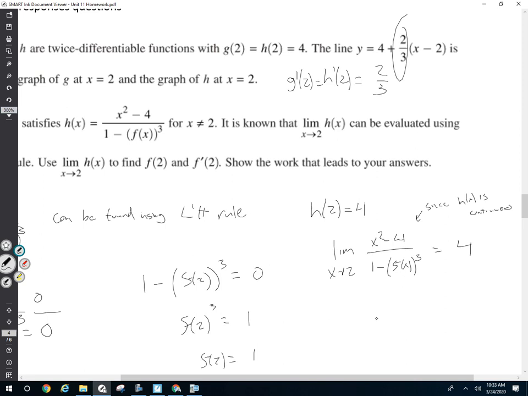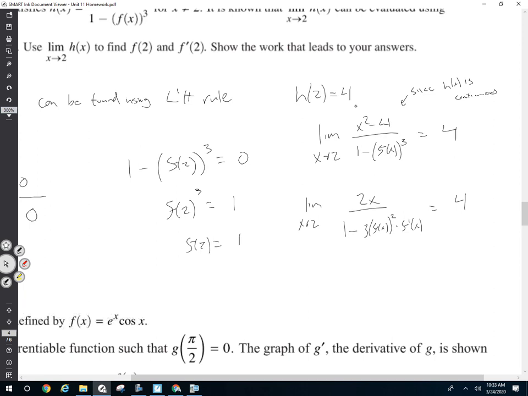Now we use L'Hopital's rule. We take the derivative of the top and the derivative of the bottom. We already took the derivative of this. This is going to be 3 f of x squared times that equals 4. We get the limit as x approaches 2. Plug in 2, I get 4 over 1 minus 3 times f of 2 I found was 1. F prime of 2 I'm trying to find. This has to equal 4.